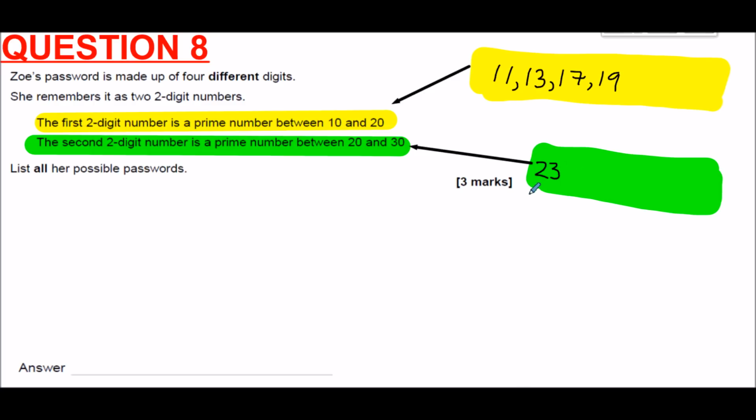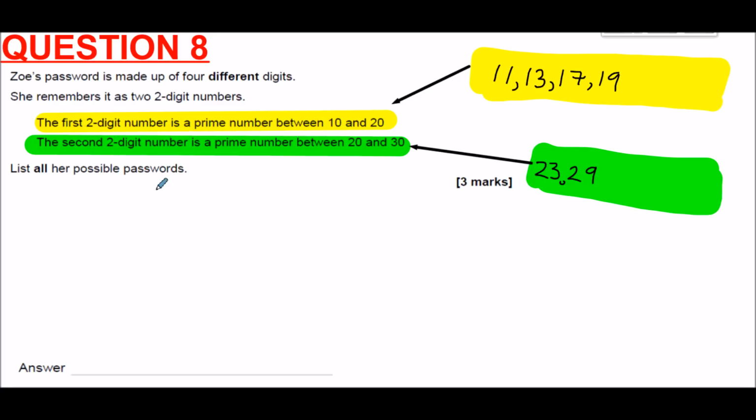26, nope. 27, however, is not prime, because 27 is the same as 9 multiplied by 3. So it's tempting to think 27 is, but 27 isn't prime. 28 isn't, because we can halve it, but 29 is prime. And so there are two primes between 20 and 30, which are 23 and 29.